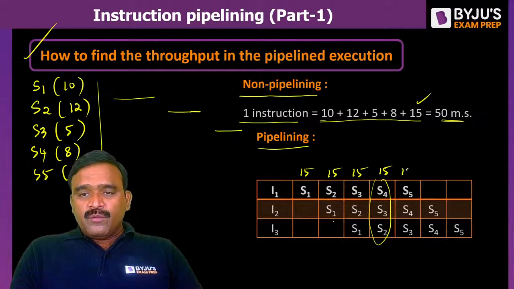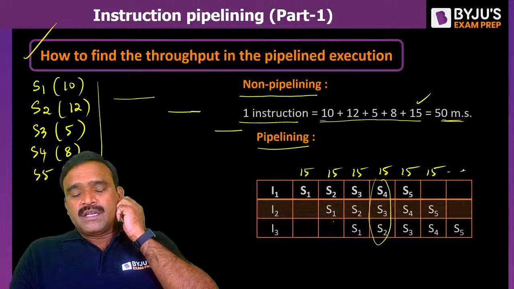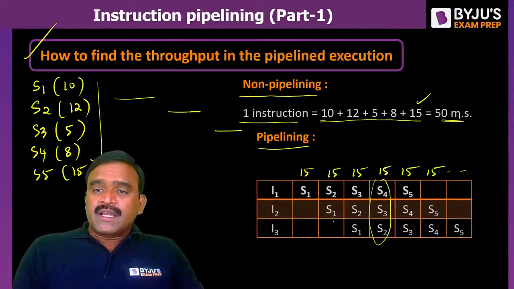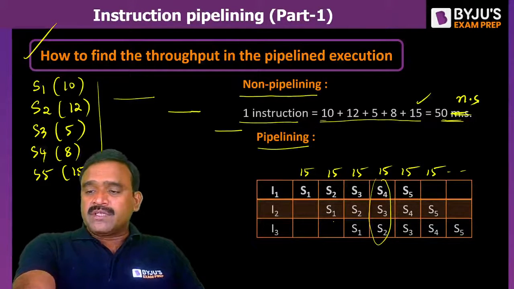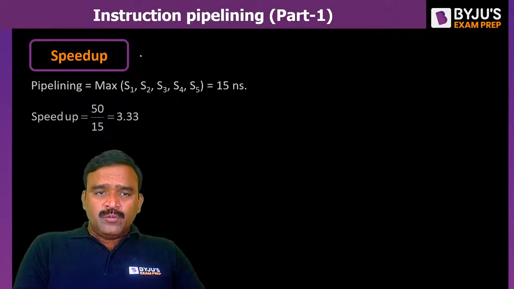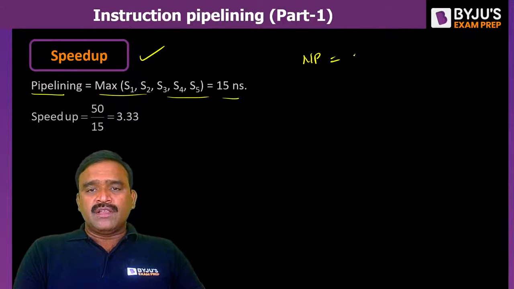Okay, now. So if you provide 15, all the stages can be overlapped. Now, in 15 nanoseconds, actually it's not a millisecond, it's a nanosecond. I will show you the estimation of throughput here. If you wanted to find out throughput also, it's like that only. Pipelining is the maximum of this, 15, and non-pipelining is taking 50 nanoseconds, the sum of all these.